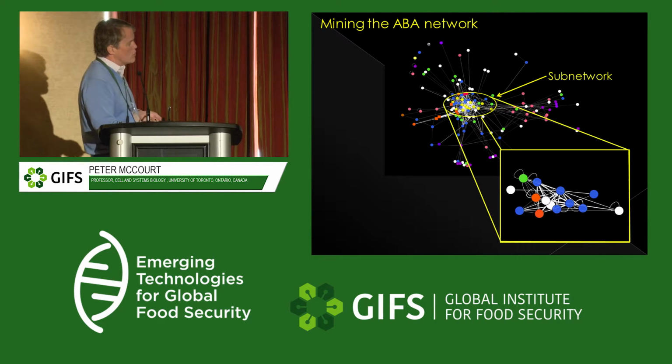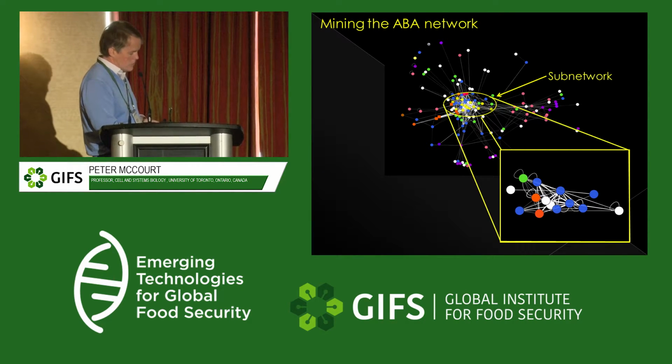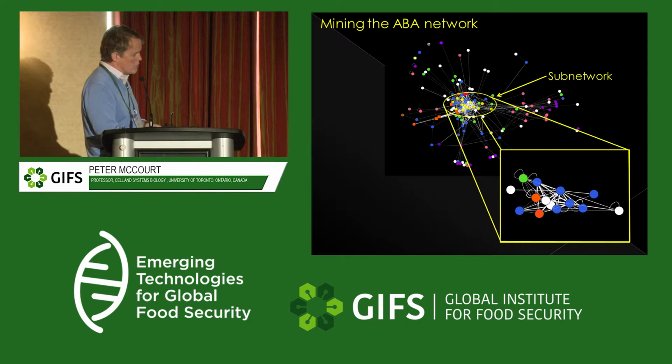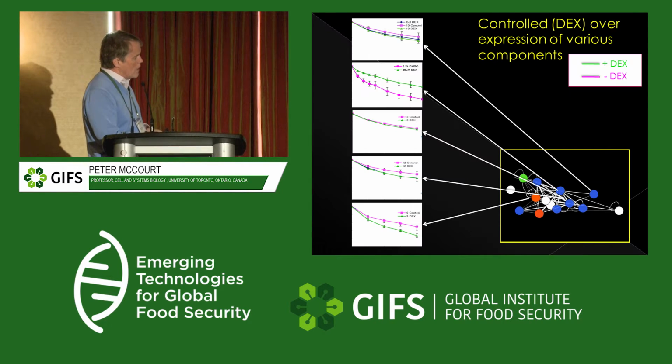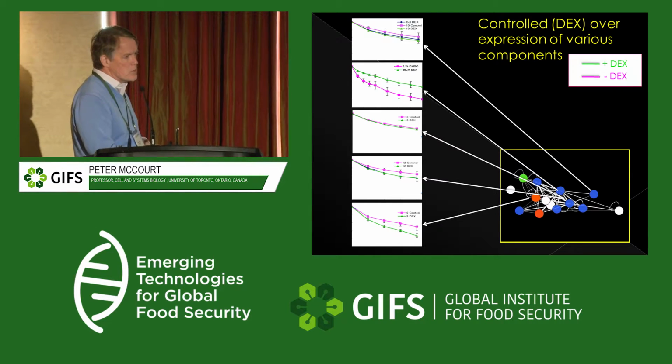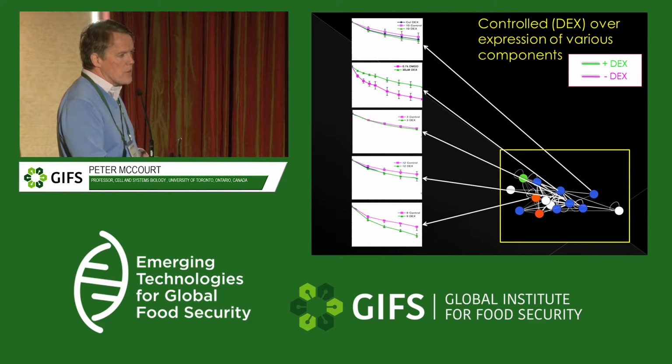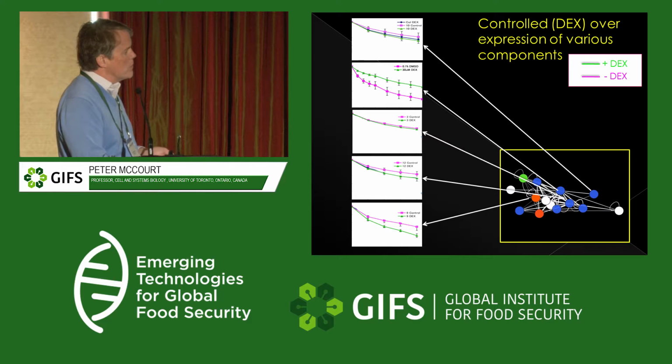So now that we have a network, we can look at subnetworks. Here's a subnetwork that we were very interested in. A lot of transcription factors, or a lot of nuclear localized proteins in there. Okay, what we did is we took all these and we fused them to a DEX-inducible promoter and put them back into Arabidopsis. And then we looked at their stomatal conductance. So we're activating the gene with green, or we're doing nothing. Many of them, let's say they don't have any effect.